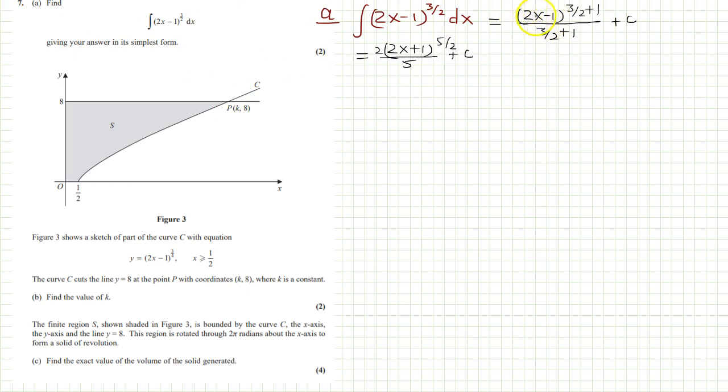We have 2x here, so the 2 will be multiplied by 2, so that will be equal to (2x plus 1) to the power 5 over 2 divided by 5, plus c. So that is the differentiation, the integration.